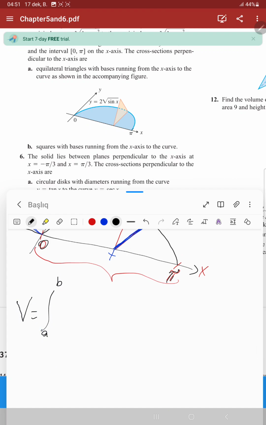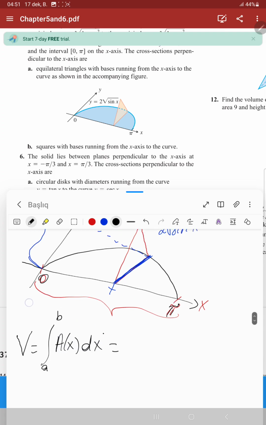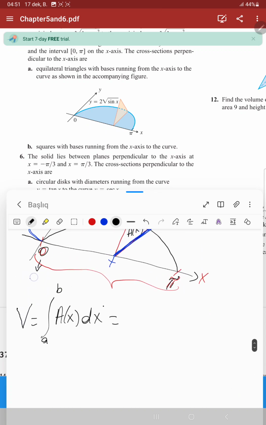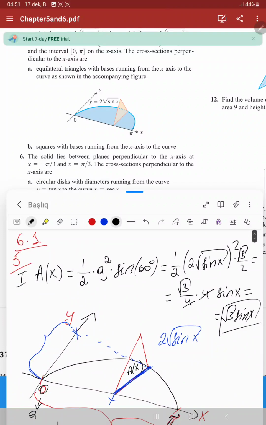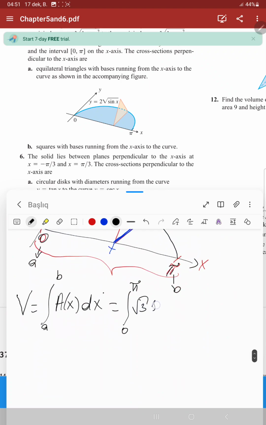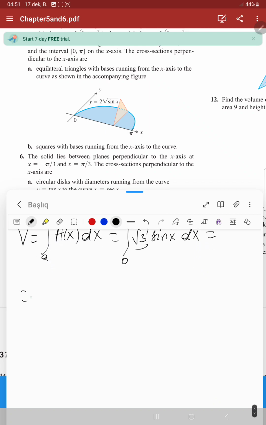Volume was the integral from a to b of A(x) dx. This is A(x), this is a and b. From 0 to pi, A(x) is this one, square root of 3 sine x dx. This constant we can write outside: square root of 3 times the integral from 0 to pi of sine x dx.